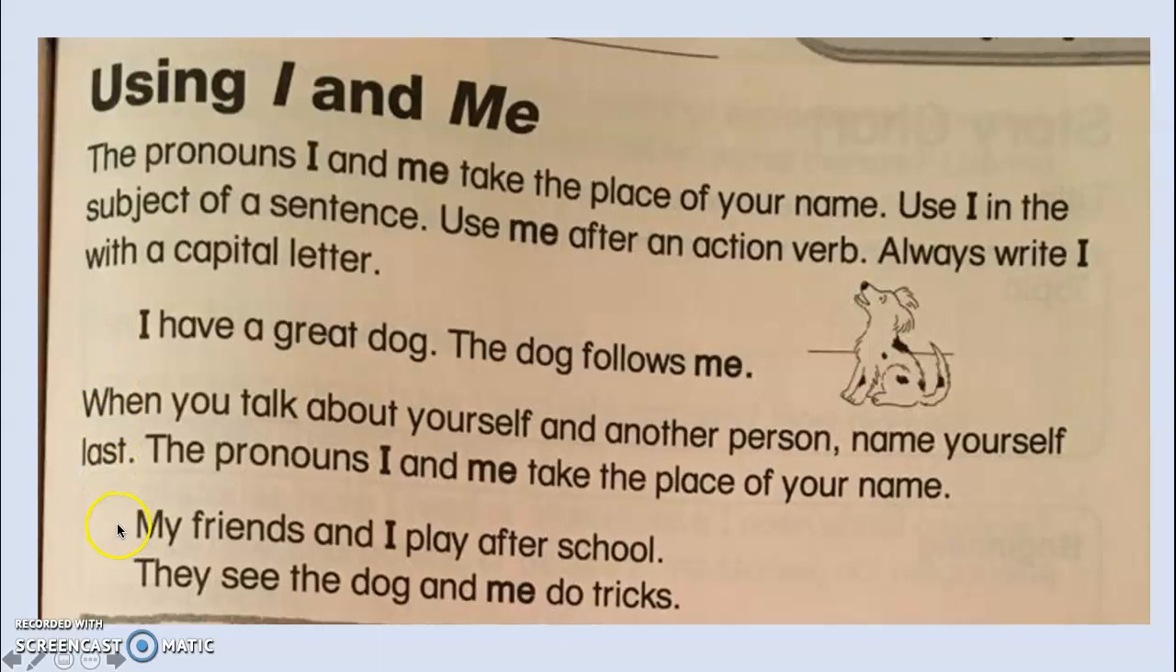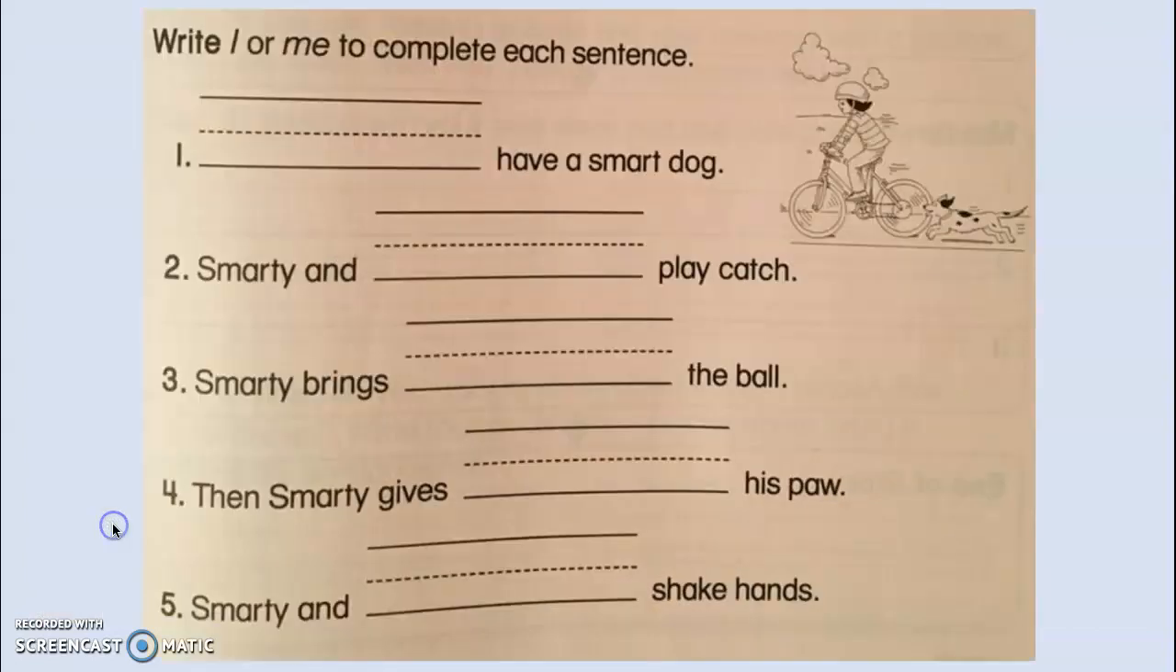Now let's look at this example down here. My friends and I play after school. They see the dog and me do tricks. Okay, the directions at the top say, write I or me to complete each sentence. Now, what I want you to do here is you are going to read the sentence out loud, and you are going to try to fill in the blank with the pronoun I or the pronoun me. Okay, so read number 1 out loud.